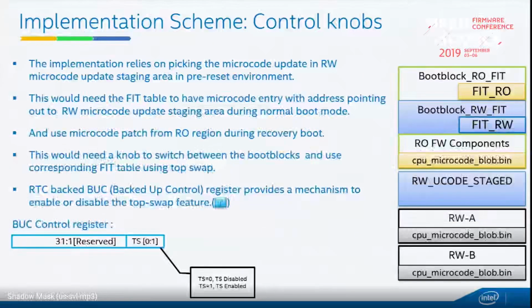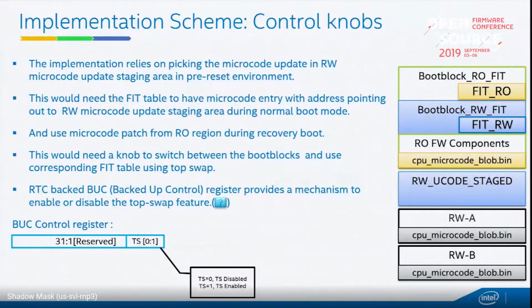So in general, the implementation relies on picking the microcode update from the RW staging area. This would essentially need the FIT that is allocated in the second boot block to point to your RW staging area. And you somehow need a knob to switch between the two boot blocks, right? That knob is provided by your RTC backup control register, which, like we mentioned, has a feature called top swap, where it allows you to pick either of the two boot blocks.